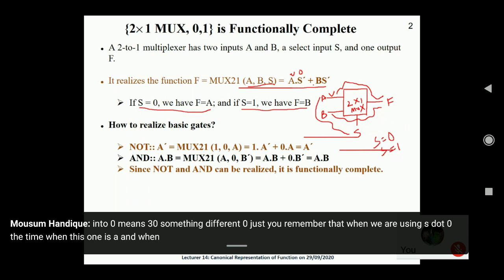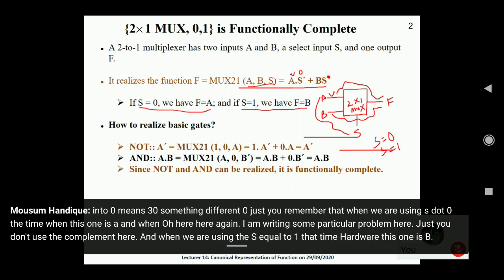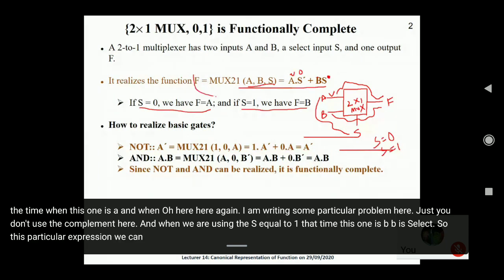Here again I am writing some particular problem. Here, just don't use the complement here. And when we are using S equal to 1, that time what happened? This one is B. B is selected. So this particular expression we can write this way: A dot S bar plus B dot S.